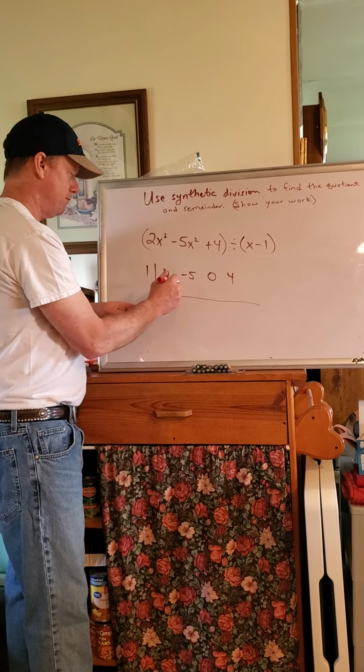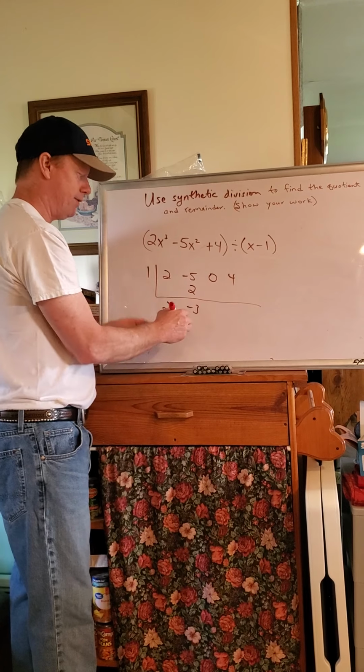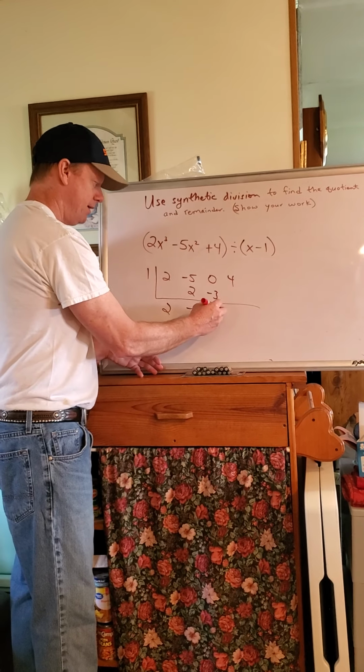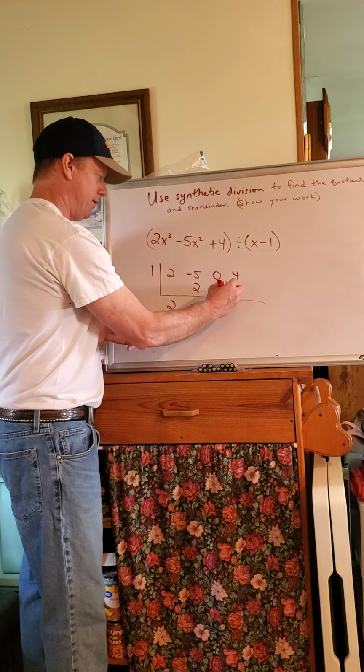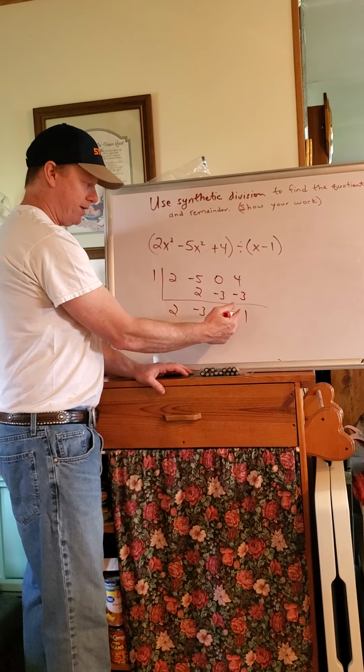1 times 2 is 2. Add. -5 plus 2 is -3. 1 times -3 is -3. Add. 0 plus -3 is -3. Multiply. 1 times -3 is -3. Add. So 4 plus -3 is 1.